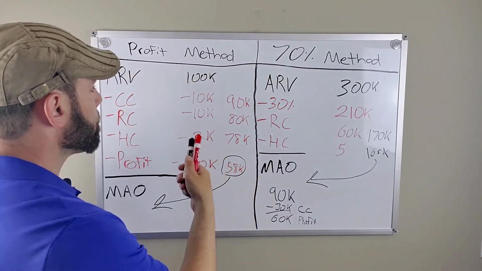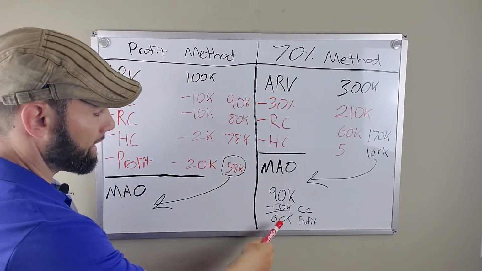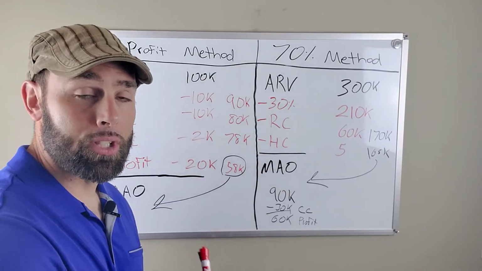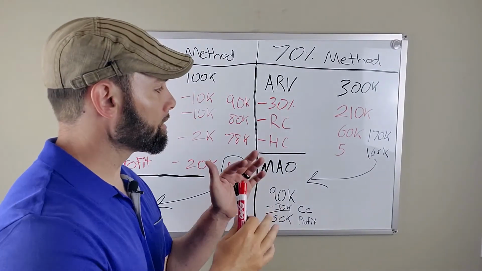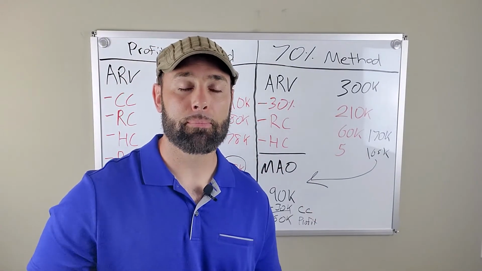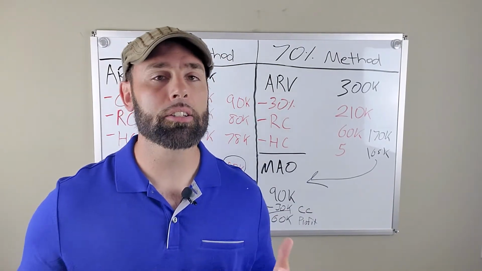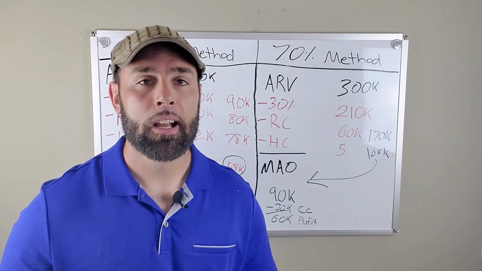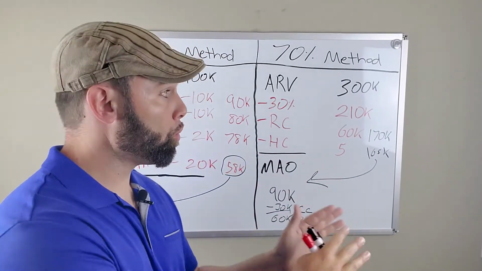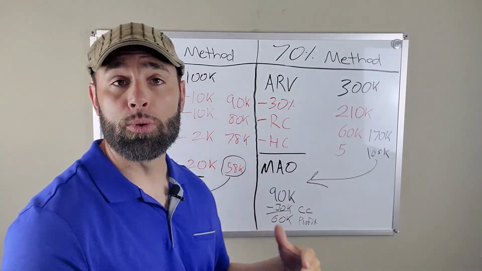There's no way in the world I would ever get $60,000 out of this little small house. So this is why, based on the size of the house, based on the numbers, based on the amount of risk, based on the insurance and all these other factors, how long we're going to hold the home, determines which method we're going to use. Now you can use either method you want.